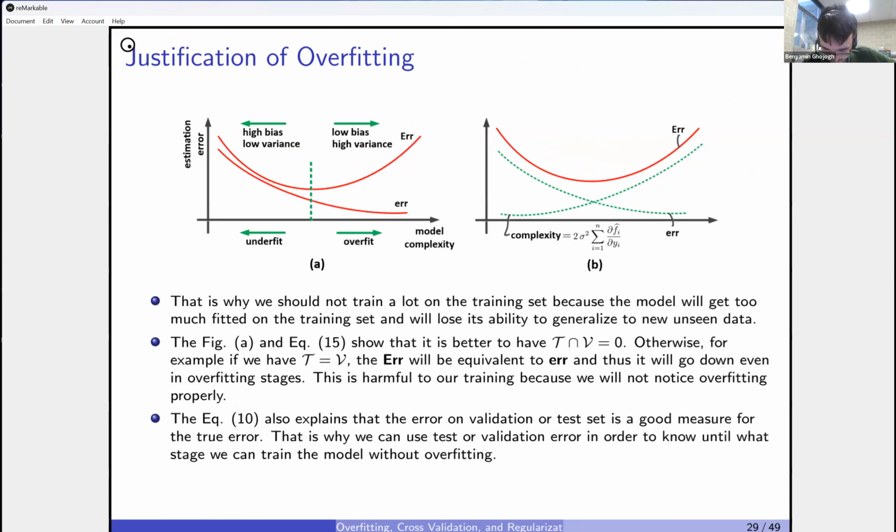So I said this is why we should not train a lot on the training set, because the model will get too much fitted on the training set and it will lose its ability to generalize to new unseen data. This is the error on validation or on unseen data. This is the error on the training set, right? So the more we go here, the less generalization we have on unseen data.